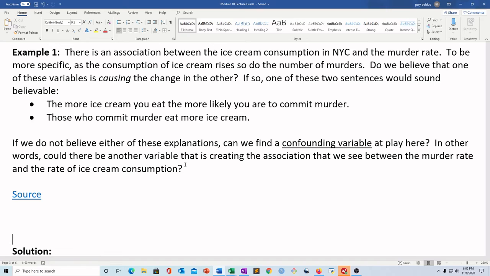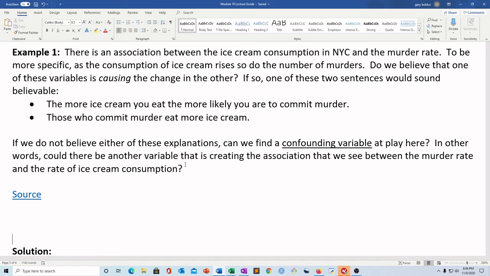And so because when ice cream consumption, or you could just think sales if you want to think like that, goes up, murder rates also go up, and they do it together. That is called an association. The two variables are changing in a way that makes it seem like they're connected. So, ice cream rates going up, murder rates going up.